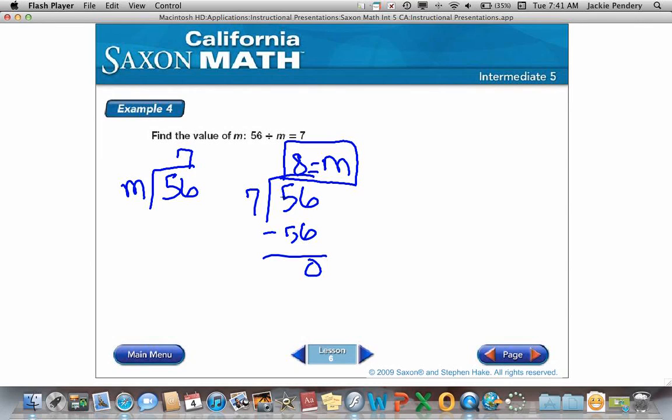Now, because I was just able to switch m and 7 as my divisor and my quotient, I don't need to go on and write the multiplication, but if that helps you, then you can write the multiplication side of this. 7 times 8 equals 56, and 8 times 7 equals 56. It's also a good way to double check that your work is correct. Okay, that's it. Off to your lesson practice, and we will talk about this soon.